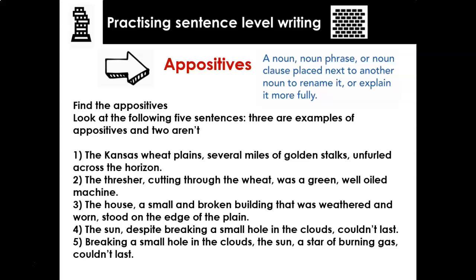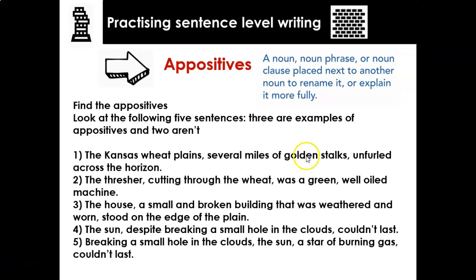horizon. The thresher cutting through the wheat was a green, well-oiled machine. A house, a small and broken building that was weathered and worn, stood on the edge of the plain. The sun, despite breaking a small hole in the clouds, couldn't last. Breaking a small hole in the clouds, the sun, a star of burning gas, couldn't last. So, if you need to, flick back to your list of top tips, come back to look at this. Which ones are our appositives and which ones aren't? And there are 3 that are and 2 that aren't.